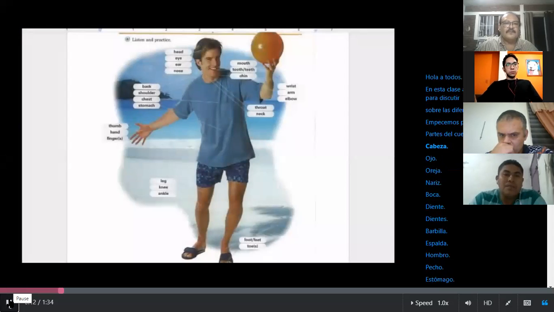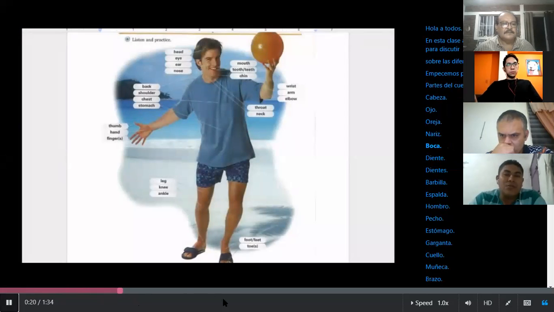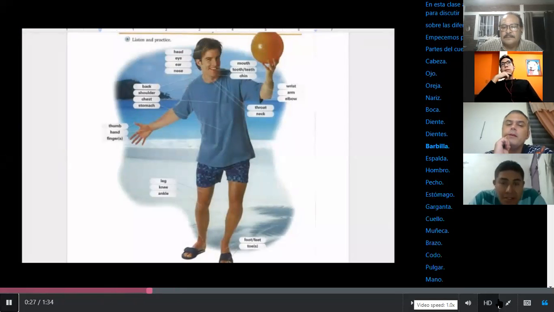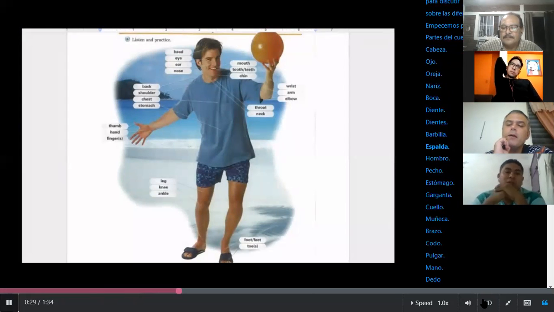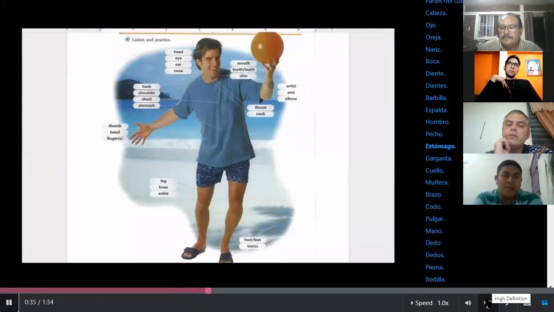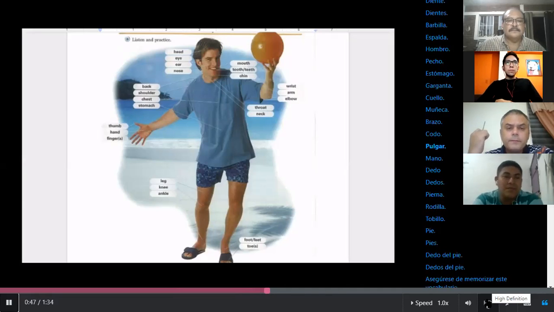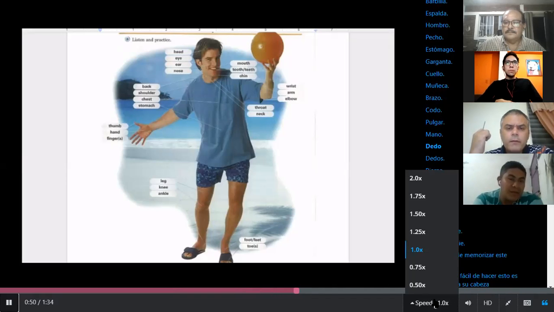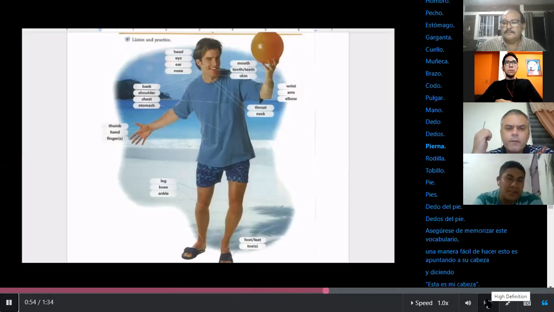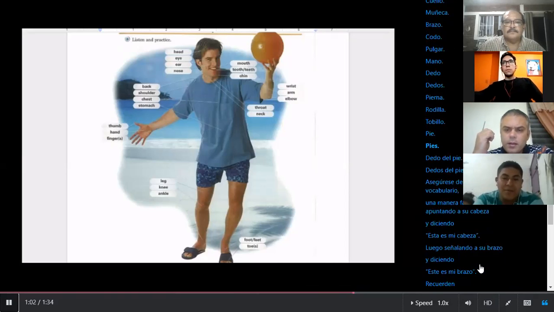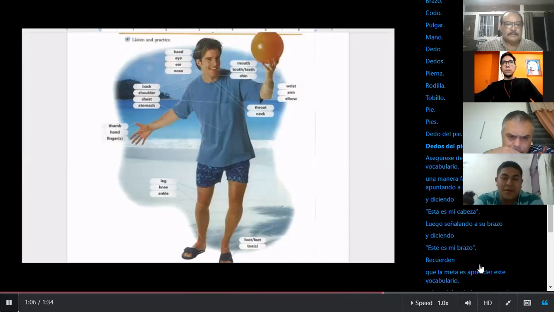Parts of the body. Head. Eye. Ear. Nose. Mouth. Tooth. Teeth. Chin. Back. Shoulder. Chest. Stomach. Throat. Neck, wrist, arm, elbow, thumb, hand, finger, fingers, leg, knee, ankle, foot, feet, toe, toes.